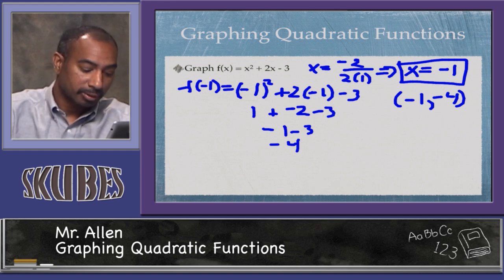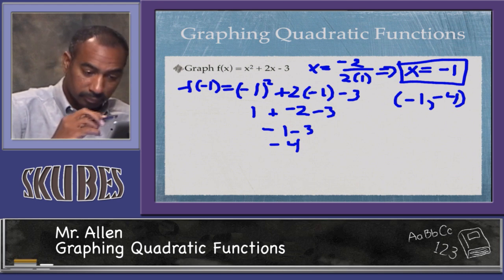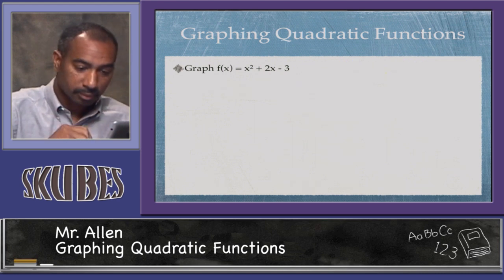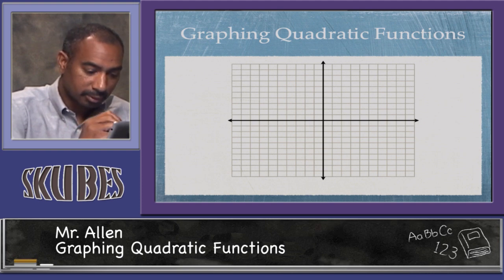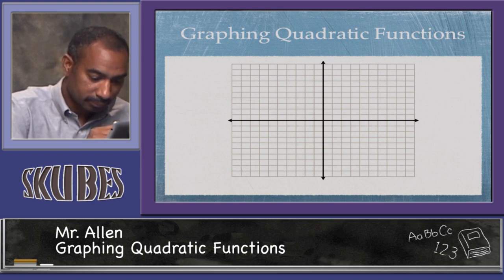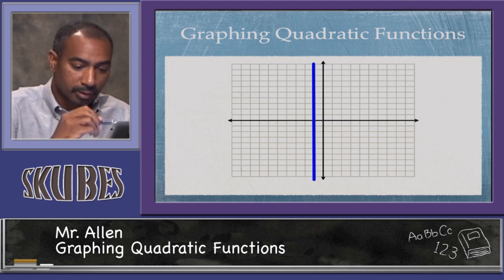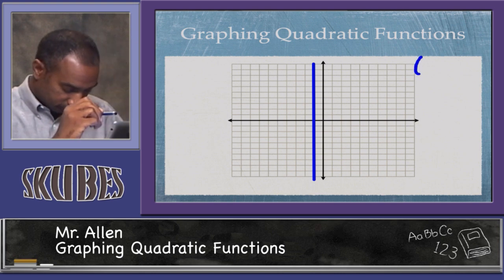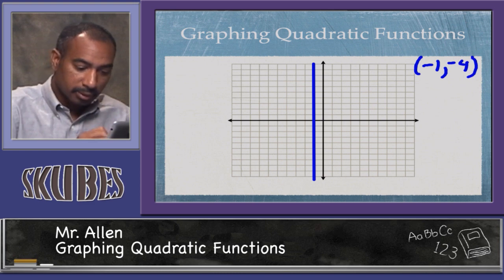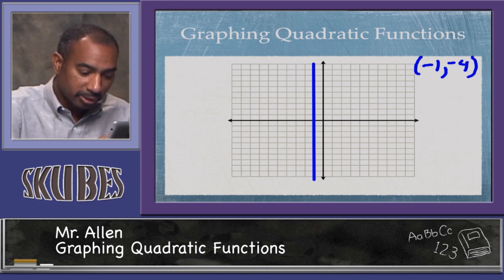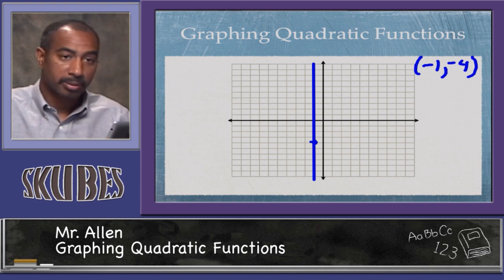So let's start by graphing this. All right, so x equals -1. We're going to go to the left 1, and we're going to graph that line. That'll be right here. That's our axis of symmetry. And our vertex point is -1, -4. All right, so when x is -1, you're going to go down 1, 2, 3, 4. Be this point here. That's the lowest point of that parabola.